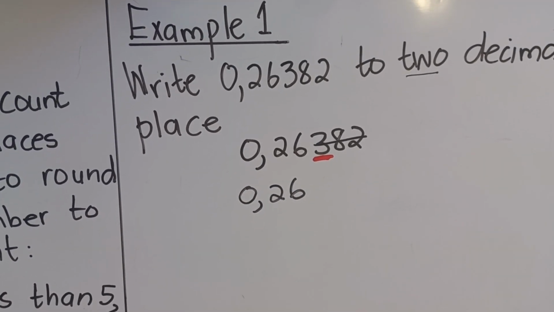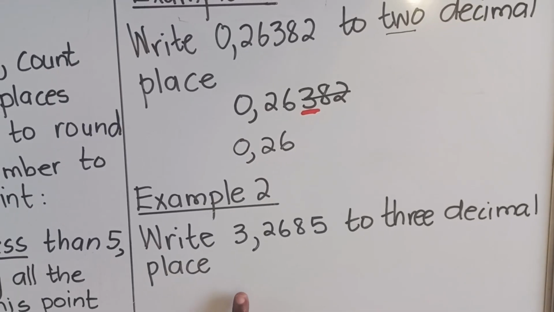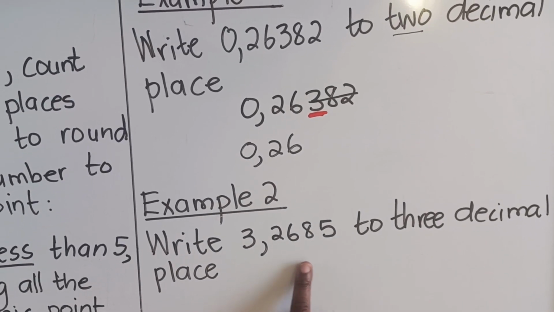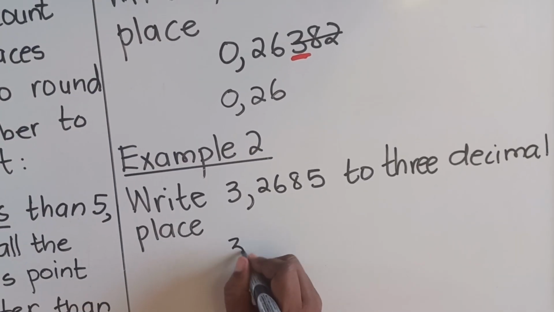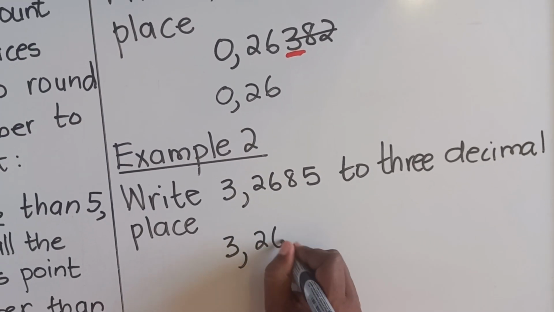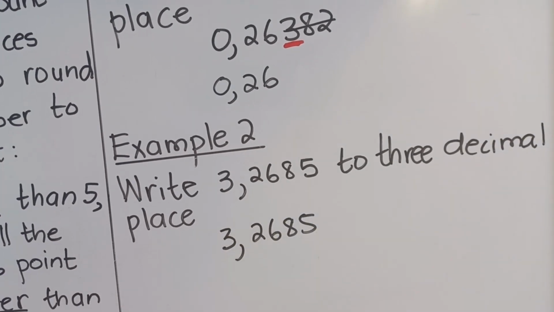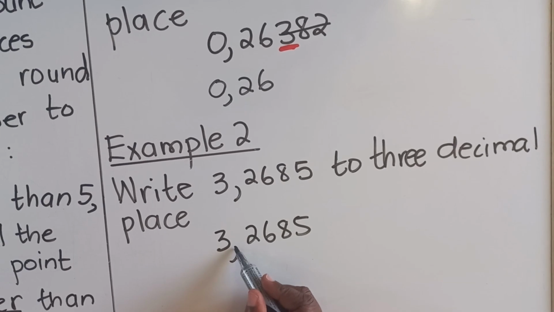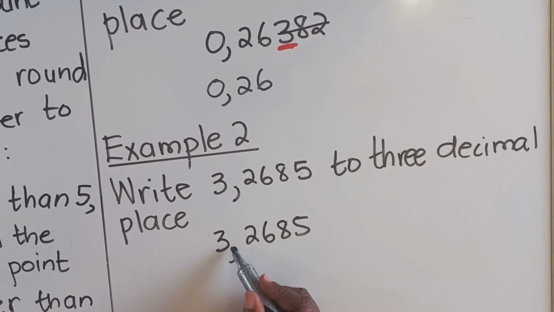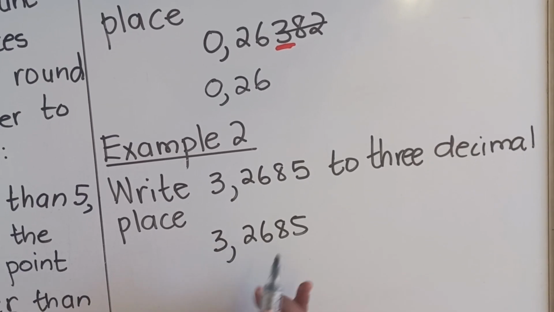Now let's look at another example. Example 2, they say write 3,2685 to 3 decimal places. We're going to have 3,2685. They say to 3 decimal places. So we're going to go to where the decimal point is and count 3 numbers. The numbers that are before the decimal, we do nothing with them.